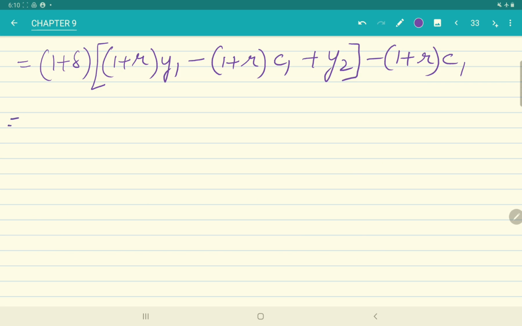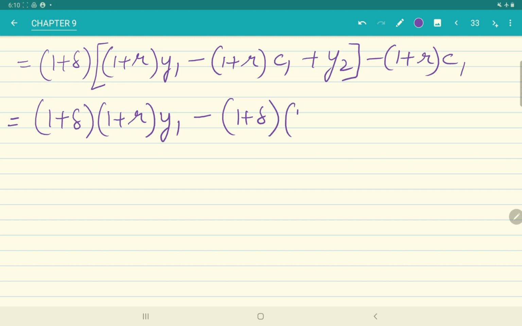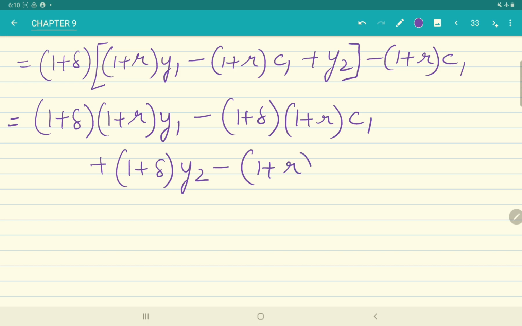Now I can write (1 plus delta)(1 plus r) y1 minus (1 plus delta)(1 plus r) c1 plus (1 plus delta) y2 minus (1 plus r) c1. I can write this now.